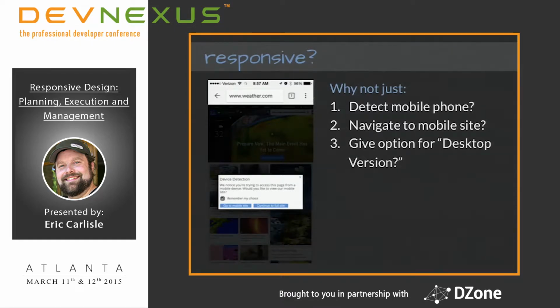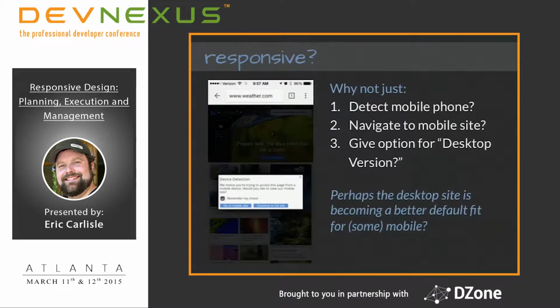I'm thinking to myself, usually you detect the device, push to the mobile site, and then give the option for the desktop site, right? That's usually the path we take, but I'm starting to think about those phablets, these medium-sized mobile phones, these smaller tablets. I'm wondering if perhaps the desktop site is becoming a more appropriate default for a phone.